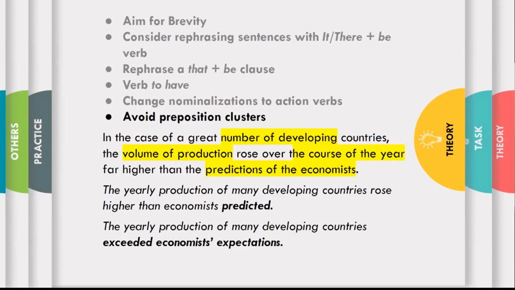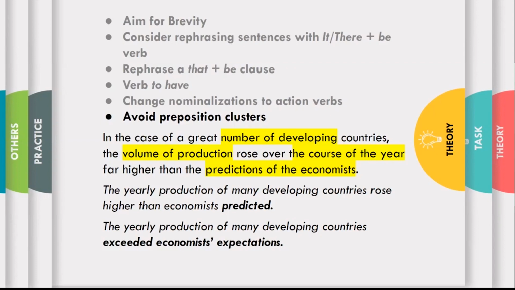This is a broader, extended example of a prepositional cluster that we have to avoid. For instance, in the case of a great number of developing countries, the volume of production rose over the course of the year far higher than the predictions of the economists, which is a correct sentence in grammar. The next one, the rewritten version. Someone would like to read it out loud? Yeah, go ahead. The yearly production of many developing countries rose higher than economists predicted.